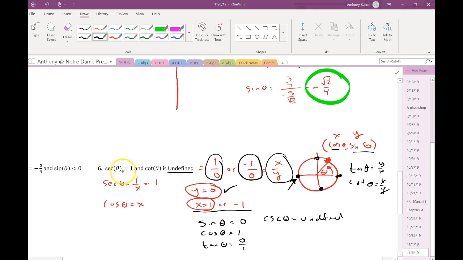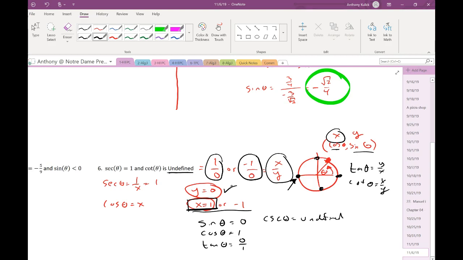If I go to the fact that secant is equal to 1, I know secant is the reciprocal of cosine, and if cosine is equal to x, secant is 1 over x. And if 1 over x is equal to 1, then x is just 1, right? It can't be negative 1. So that's what I needed. So my x is 1 and my y is 0, and then I filled out the rest from there.